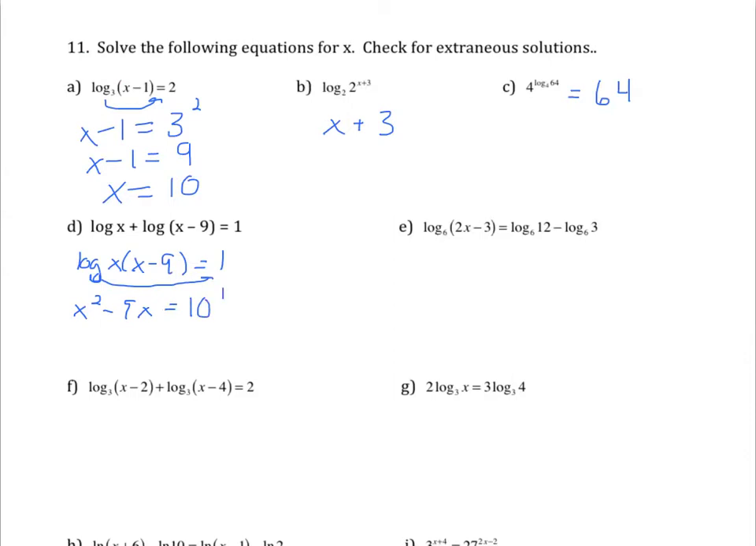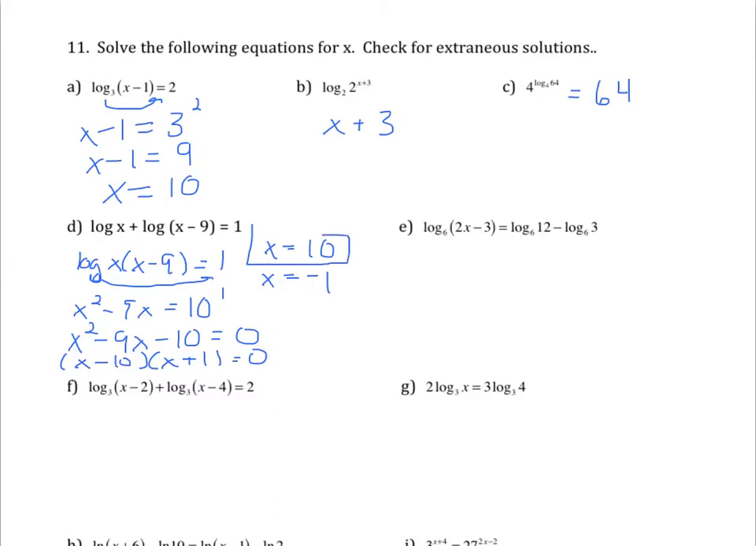And then I'm going to get everybody on one side so I can factor and solve. So I have x squared minus 9x minus 10 equals 0. So that will factor into x minus 10 and x plus 1. And so I'll get 2 answers, x equals 10 and x equals negative 1. And the only answer that I want to keep is x equals 10. X equals negative 1 is extraneous because if I plugged it back in, we cannot take logs of negative numbers. So x equals 10 is the only one that works.